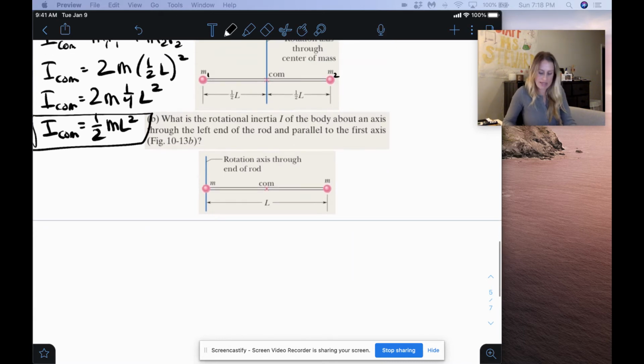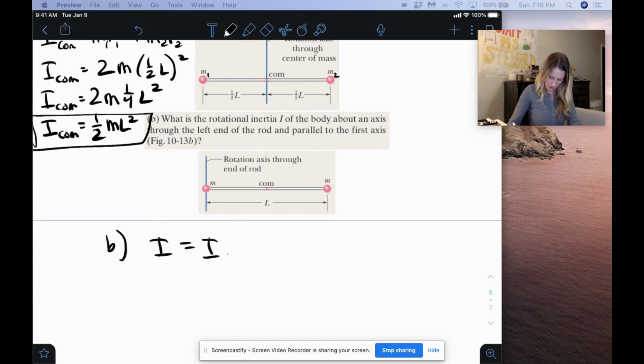Letter B says, what is the rotational inertia I of the body about an axis through the left end of the rod and parallel to the first axis? So since this axis is parallel, we want to use the parallel axis theorem. The parallel axis theorem is: the new rotational inertia is equal to the rotational inertia through the center of mass, which we just found for part A, plus M times h squared, where M is the total mass of the system and h is the perpendicular distance between the center of mass and the new axis of rotation, which in this case is from here to here, which is again 1/2 L.